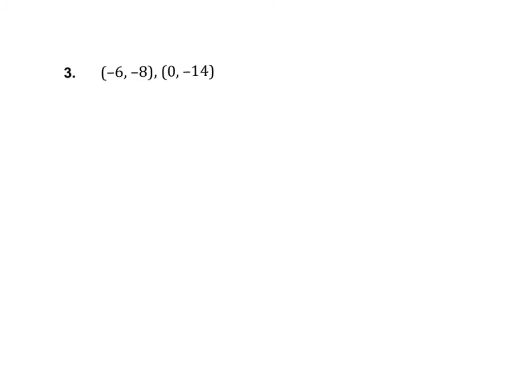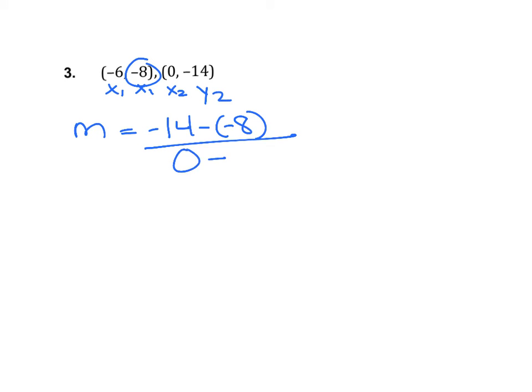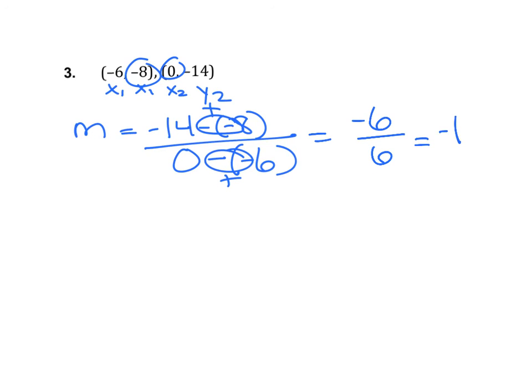All right, number 3. We're going to find the slope and find the y-intercept so that we can write the equation. So again, our slope, x1, y1, x2, y2. We're going to take our negative 14 minus, now don't forget that this was a negative 8, so minus negative 8, all over 0 minus, here's our x2, minus negative 6. So again, remember that two negatives make a positive. So negative 14 plus 8 is going to give us a negative 6, and 0 plus 6 is giving us a 6. So we have a slope of negative 1.